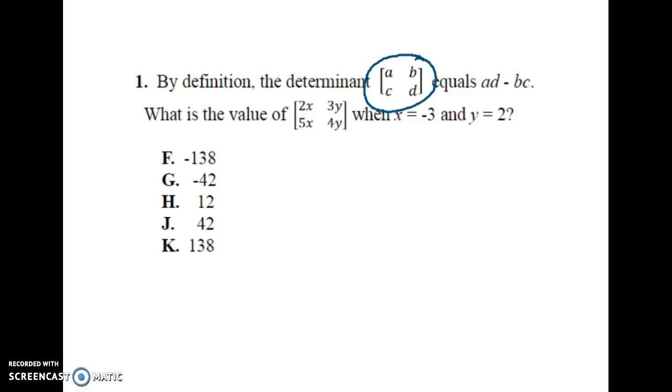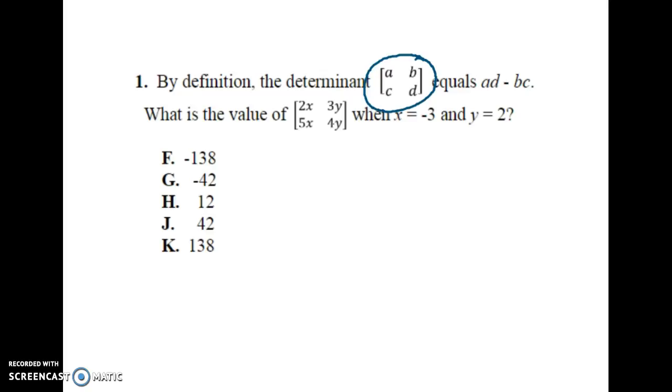Question number 1. What you see there circled is called a matrix, and you may or may not have seen those in your math classes to this point, but it's just a rectangular arrangement of numbers and/or variables. So the question says, by definition, the determinant of the matrix equals AD minus BC. What is the value of that determinant when x equals -3 and y equals 2?